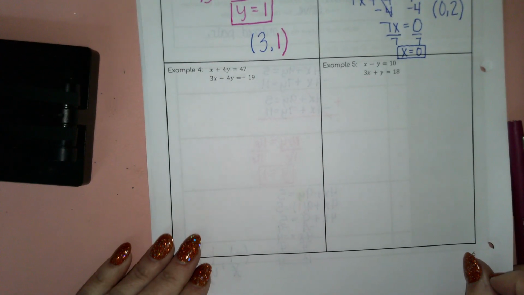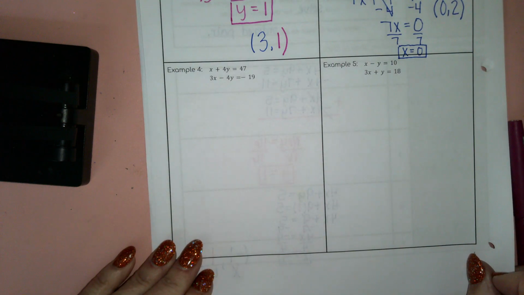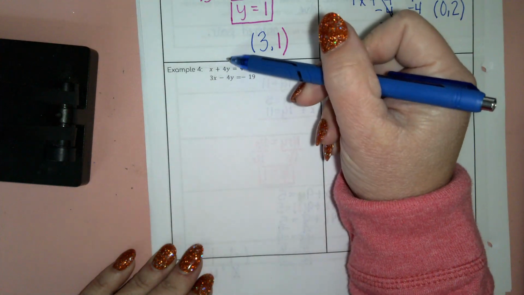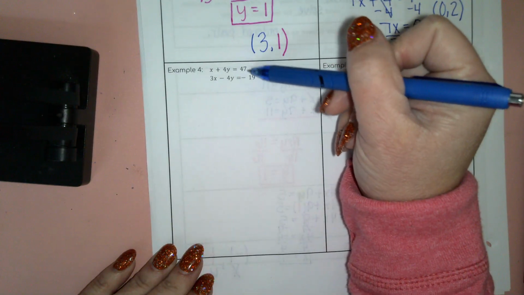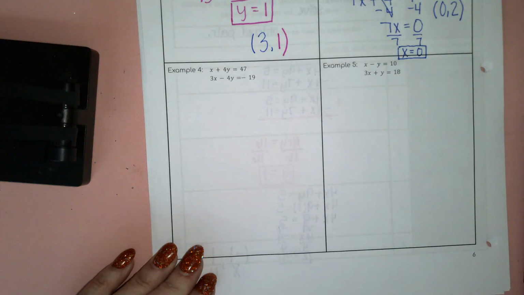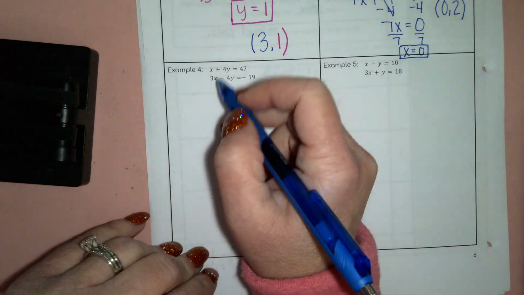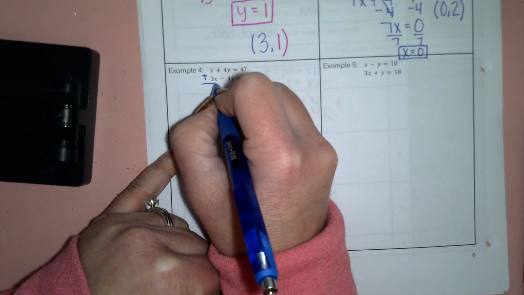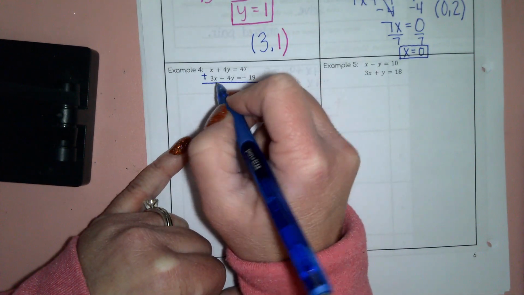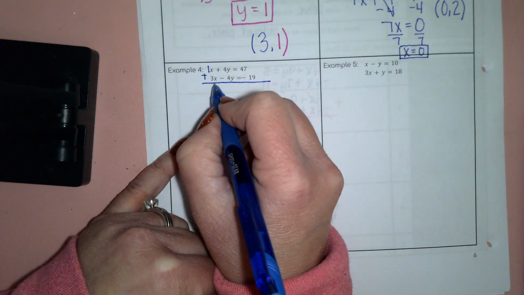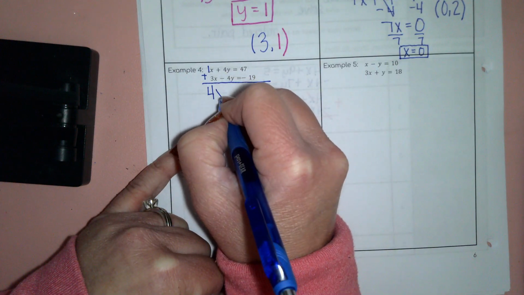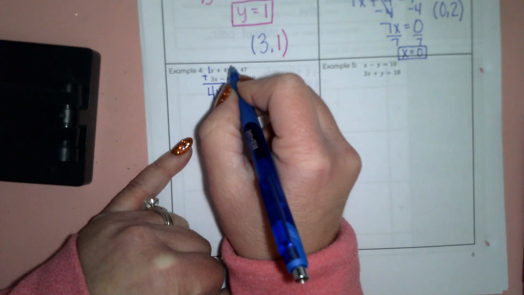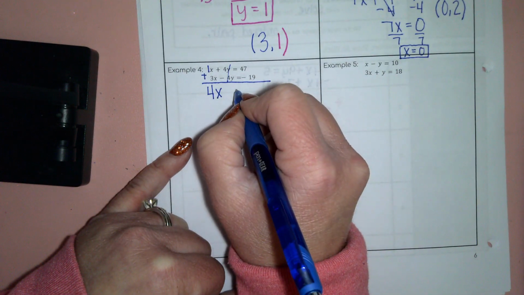All right, example 4. Is everything lined up here? The x's are lined up, the y's are lined up, the equal signs are lined up, and the answers are lined up. So everything's lined up. We don't have to rearrange anything. We can just add the 2 equations together. So when we go to add the 2 equations together, I got 1x plus 3x's, that's 4x's. 4y plus negative 4y is 0. We can just mark them out.